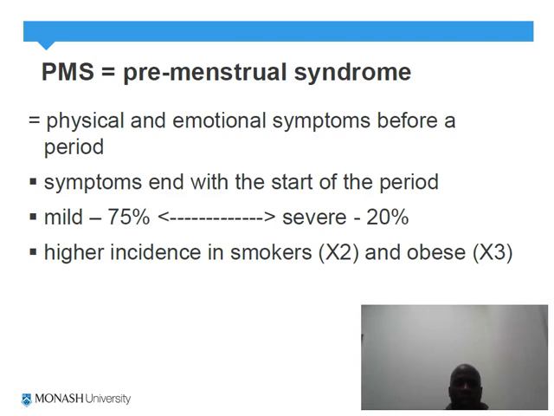Yeah, I must just apologize for what I said earlier here. Premenstrual syndrome, basically there are emotional symptoms before a period. It does not affect the fertility. There's just a collection of symptoms. We'll talk about that later. So these symptoms end with the start of the period.